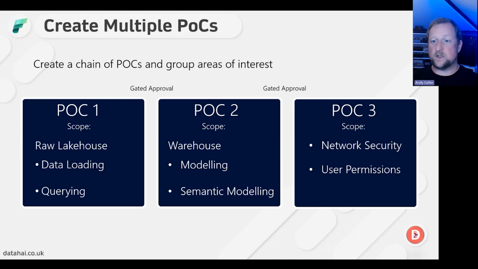Now, of course, that doesn't mean that network security and user permissions POC can't come before you touching anything to do with lakehouses and warehouses. In fact, that might be the one that you do first. What if Fabric cannot meet your security requirements?